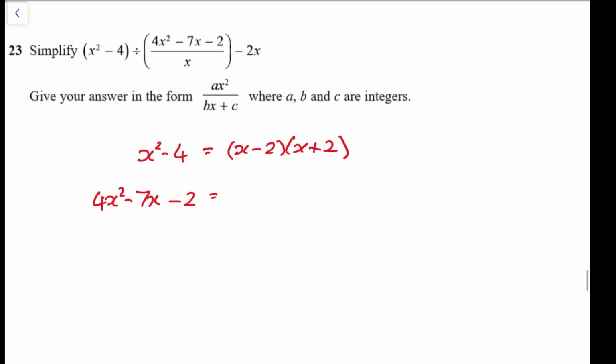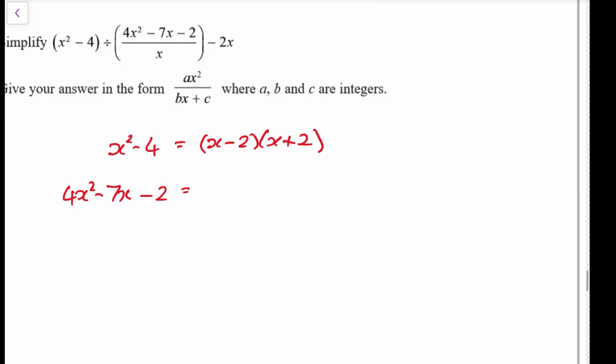Now, what I often do, and I do this when I do the papers as well, is a little bit of side working over here, which means I don't make a mess. I don't do some random stuff on the side. I make it nice and clear what I'm doing. So 4x squared minus 7x minus 2. If I do 4 times minus 2, that is minus 8. And minus 8 is the same as minus 8 times plus 1.